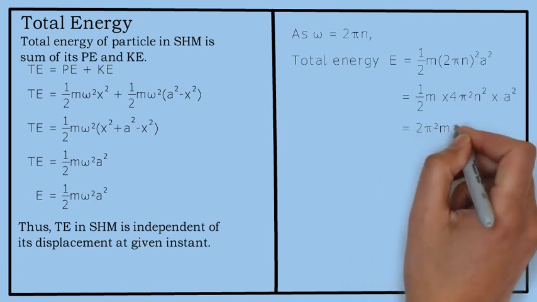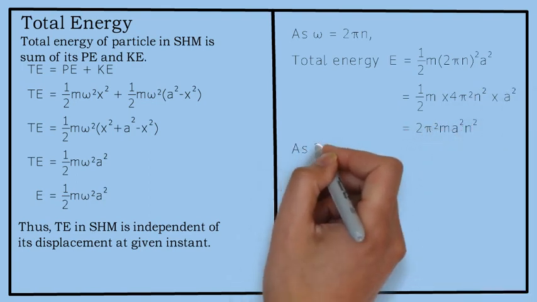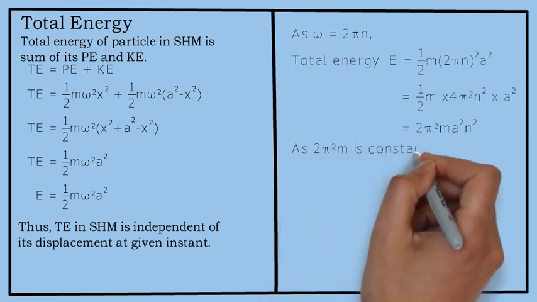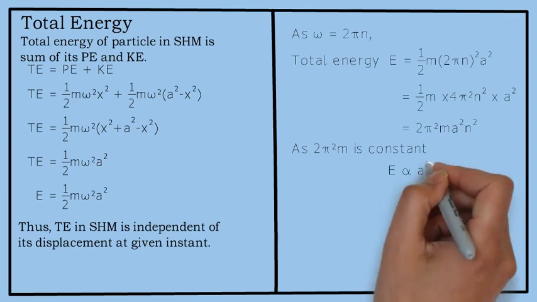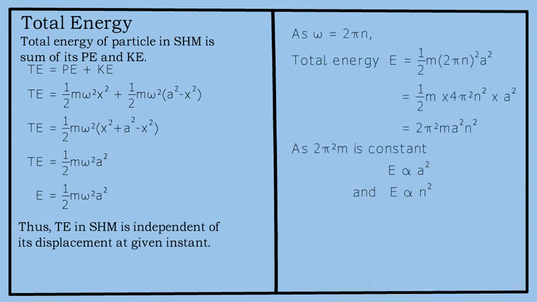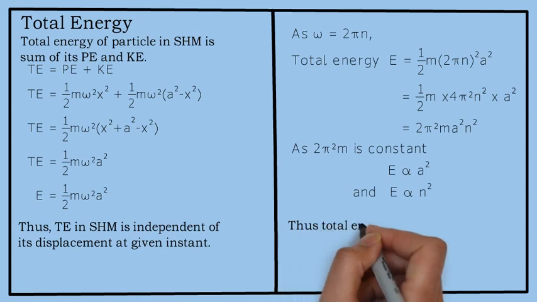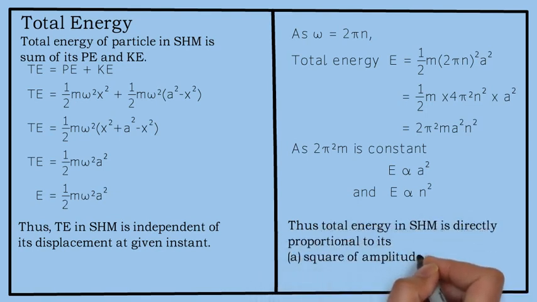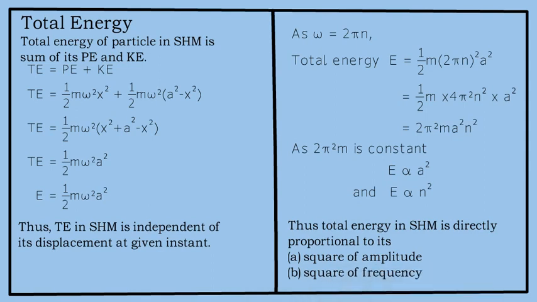So the expression becomes 2 pi square m a square n square. Now 2 is constant, pi square is constant, m is constant, a square is constant. So energy is directly proportional to n square. And if n is constant, then energy is directly proportional to a square. Thus, the total energy in SHM is directly proportional to the square of the amplitude and the square of the frequency.